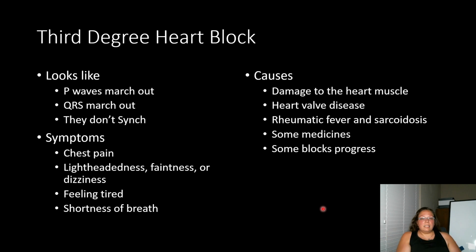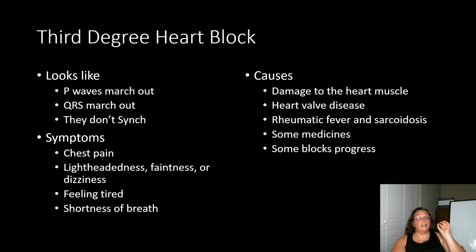So what causes this? Again, pretty much the same thing as type 2 or 2nd degree. Damage to the heart muscle, heart valve disease, rheumatic fever, sarcoidosis, scarring. Dead tissue doesn't conduct electricity very well. Some medications can do it, and some blocks can progress to 3rd degree heart block. That Mobitz type 2 can progress to 3rd degree heart block, and if that PR interval gets longer in 1st degree, it can also go on to become 3rd degree heart block.